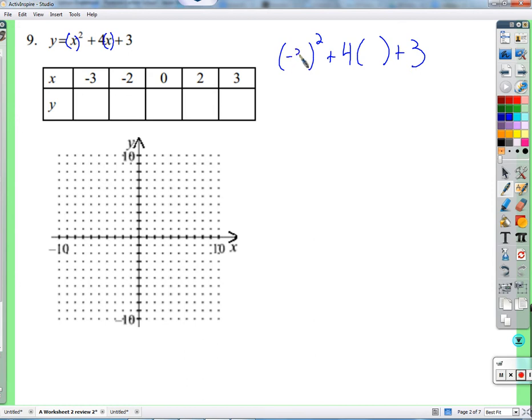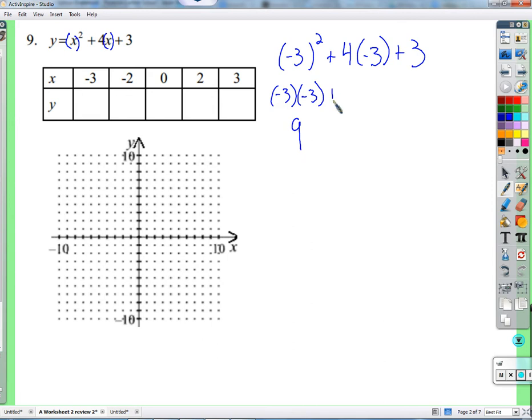Okay. So first we're gonna put negative 3 in there, negative 3. So now we're gonna square a number, which means multiply a number by itself. What number are you gonna multiply by itself? Negative 3 times negative 3, not 3 times 3, right? What's negative 3 times negative 3? It's positive 9. Right? Negative times negative is positive.